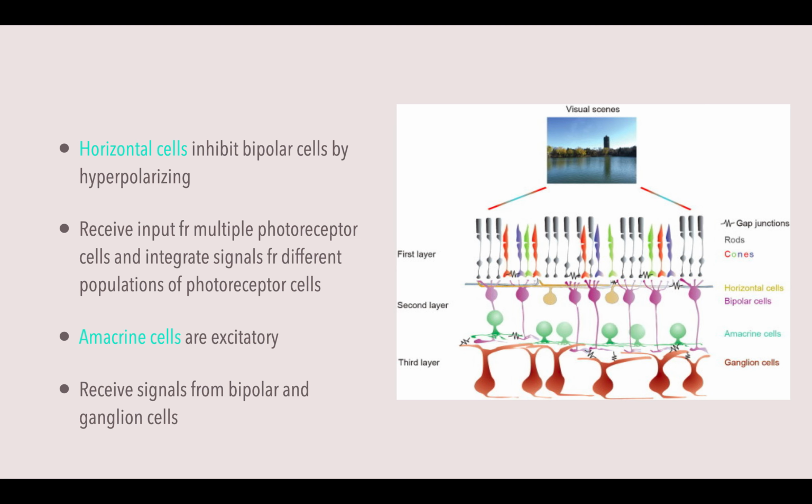So horizontal cells will inhibit the bipolar cells by hyperpolarizing. These are also going to play a role in receiving input from multiple photoreceptor cells, and they integrate the signals from different populations of the photoreceptor cells, allowing you to see the details of scenes. The amacrine cells, on the other hand, are excitatory, and they receive signals from the bipolar and the ganglion cells.